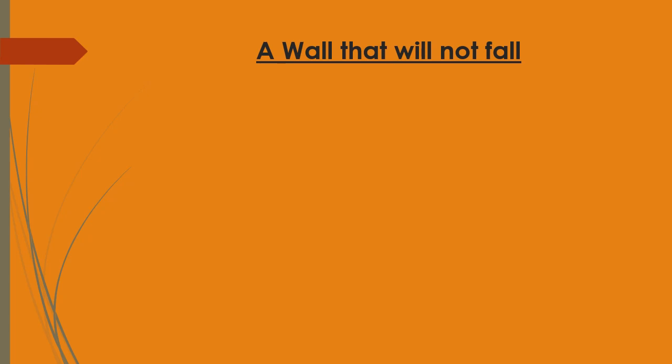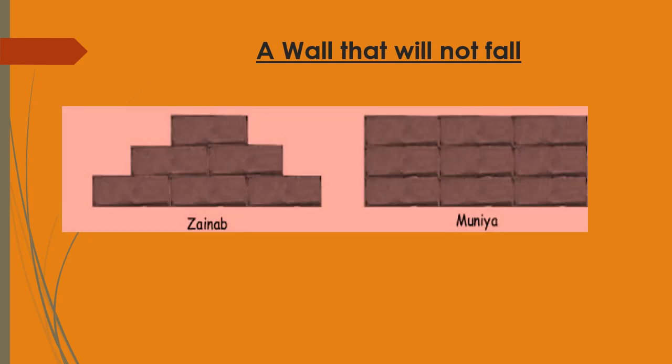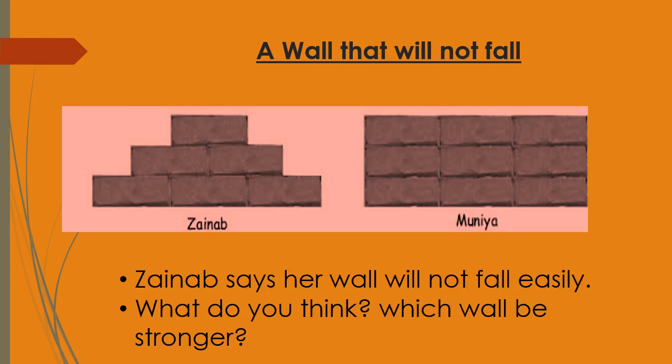A wall that will not fall. Now I'm going to show you a picture. Janab and Munia, they have prepared walls in their own way. They have used their own patterns. Janab says that her wall will not fall easily.